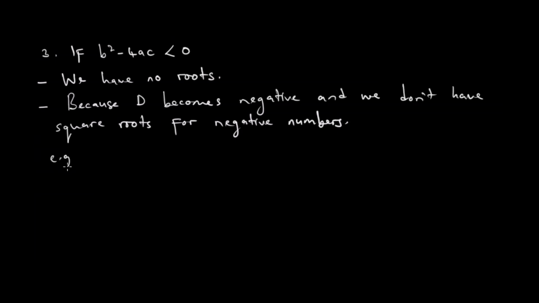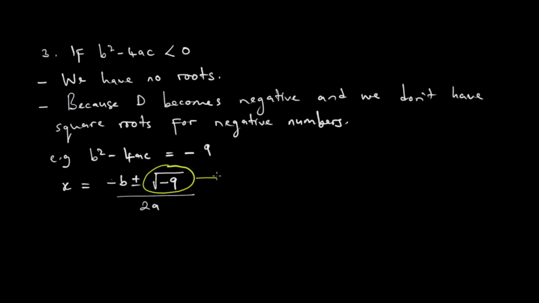An example would be if our discriminant b squared minus 4ac is equal to, for example, minus 9. So here we get x is equal to minus b plus or minus the square root of minus 9 over 2a, of which the square root of minus 9 is non-existent. So we have no roots.